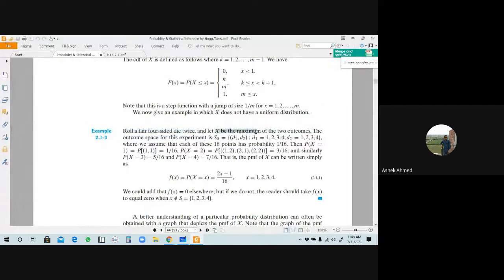x represents the maximum of two outcomes. যে দুটো আউটকাম থাকবে তাদের মধ্যে ম্যাক্সিমাম নাম্বারটা রিপ্রেজেন্ট করবে x. Do you understand about this line? Maximum number, maximum of the two outcomes. Response me.